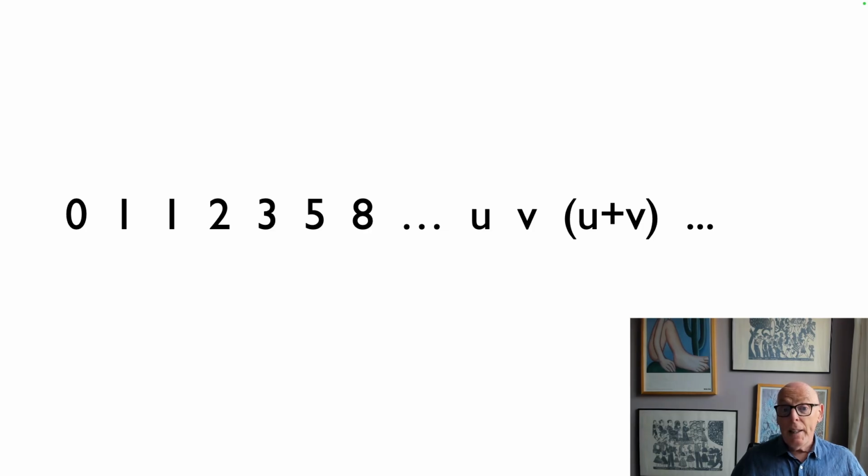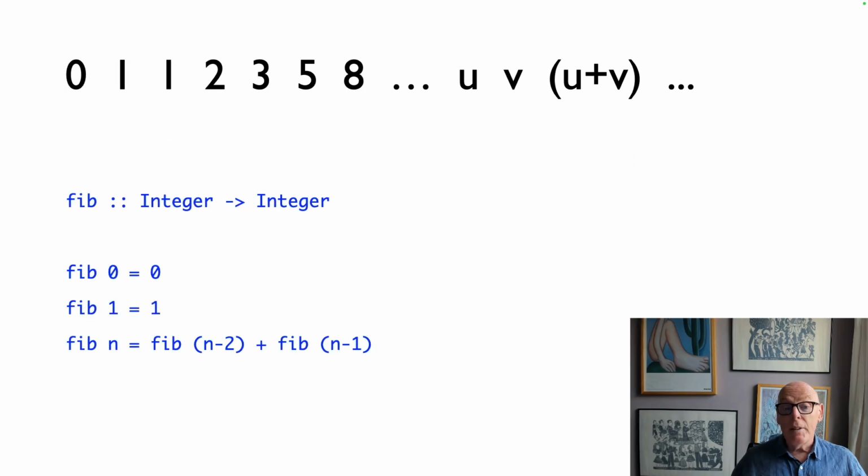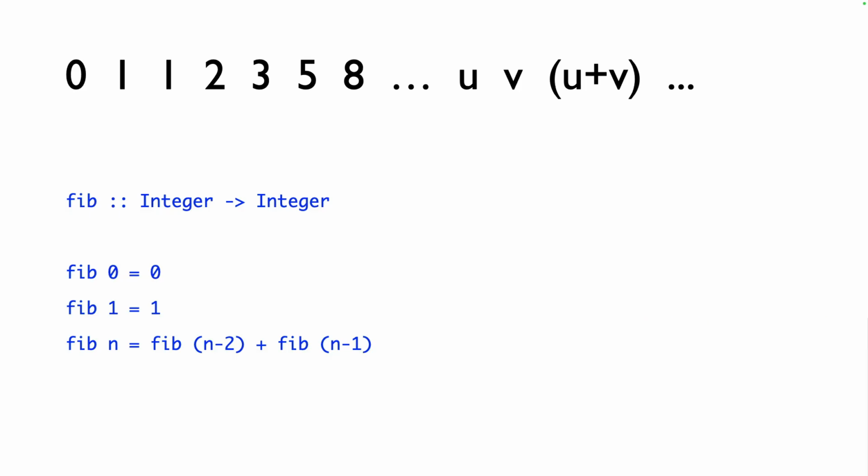So how can we write that as a recursive definition? It turns out that it's pretty straightforward. We've got the function fib that goes from integer to integer. We define fib of 0, the first Fibonacci number, to be 0, fib of 1 to be 1, and then for any other n, we get fib of n by adding together the two previous numbers. That's fib of n minus 2 and fib of n minus 1.